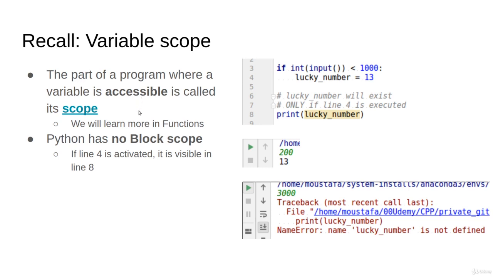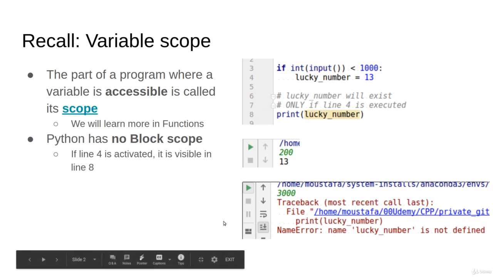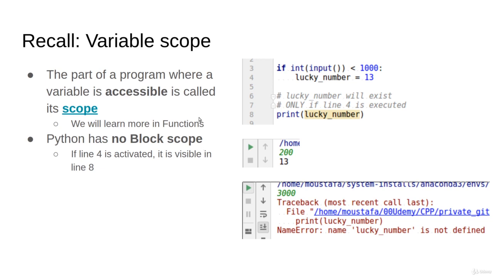Remember also there is nothing like a block scope in Python, like in C++, for example. We have no block scope. By that we mean, let's say line number 4 assigns the variable lucky number within this block. Will this number be visible outside the block? The answer is yes, it will be visible outside the block. That's why we don't have this block scope thing. If you didn't assign it, it will definitely give you a name error. This is what we learned already before.